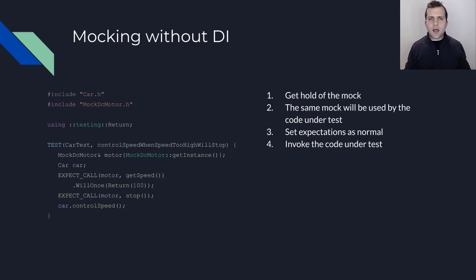to inject it. Our unit test starts by getting hold of the mock. Remember, mock DC motor is the very same mock that is being used by the mock implementation of DC motor that we previously saw. Then we set expectations on it as normal and we invoke the code under test. Despite no DI, we were able to mock the dependency and test the seemingly untestable control speed method.